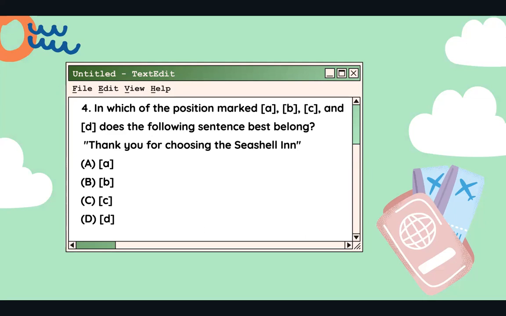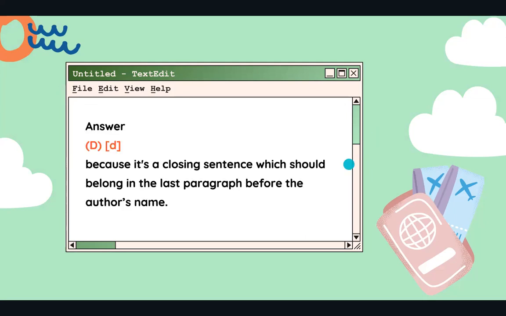Okay, the time is up. The correct answer is D. Since "Thank you for choosing the Seashell Inn" is a closing sentence, it should belong in the last paragraph before the names. So the position marked D is the most appropriate position. Next.